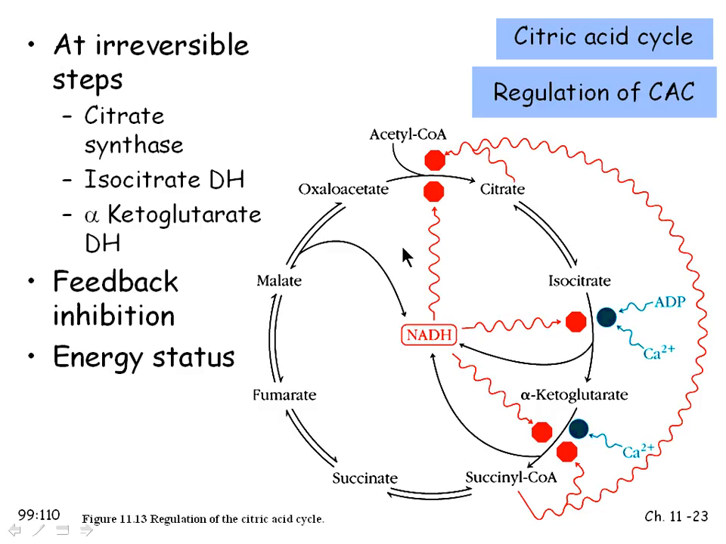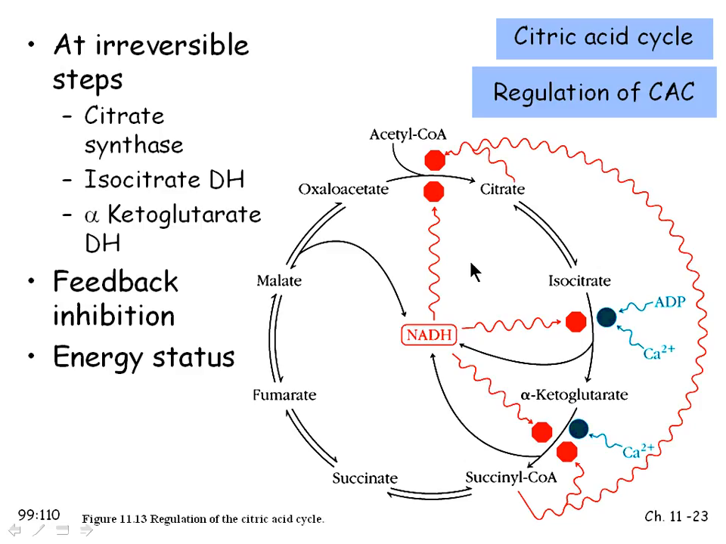And let's review which are the 3 irreversible steps. So citrate synthase is an irreversible step driven by the energy of that acetyl-CoA thioester bond. Isocitrate dehydrogenase to alpha-ketoglutarate is an irreversible step driven by a decarboxylation. And alpha-ketoglutarate dehydrogenase is another irreversible step, again, driven by a decarboxylation. So these are going to be good targets for regulation.